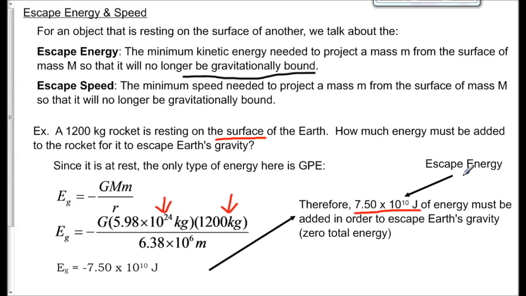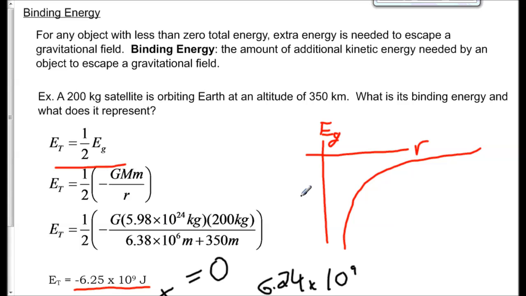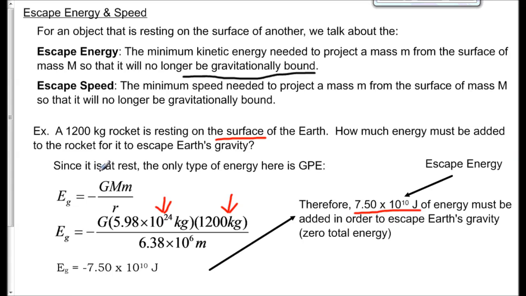You might be asking yourselves, wow, this sounds very similar to the idea of binding energy that we just did back here. But notice in this case, that object was already traveling at some speed, and this one was traveling at no speed. Or the other way to think about this is that we don't have to add this energy if it's already moving. This just tells us the total kinetic energy it needs to escape Earth's gravity. So that's the escape energy.